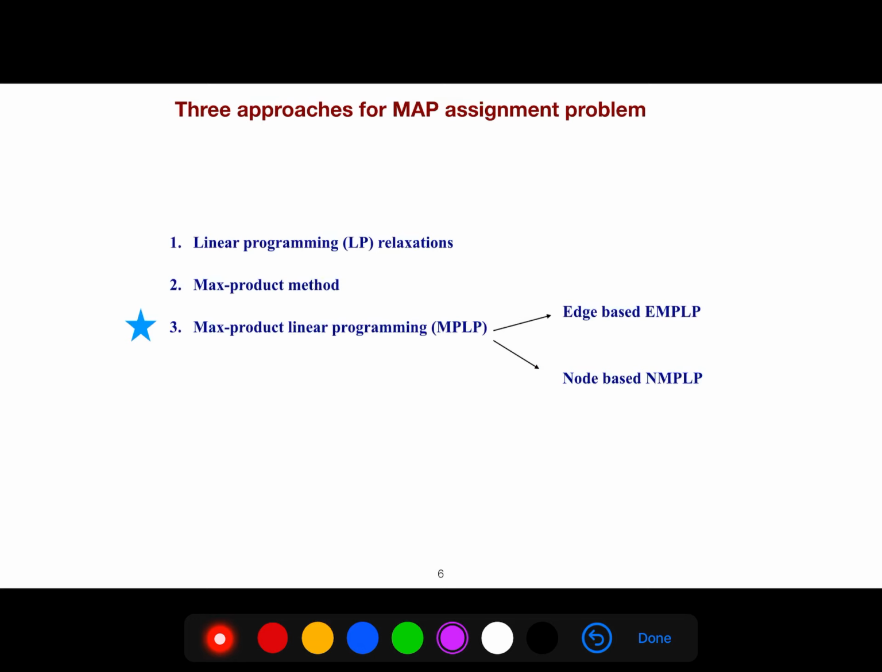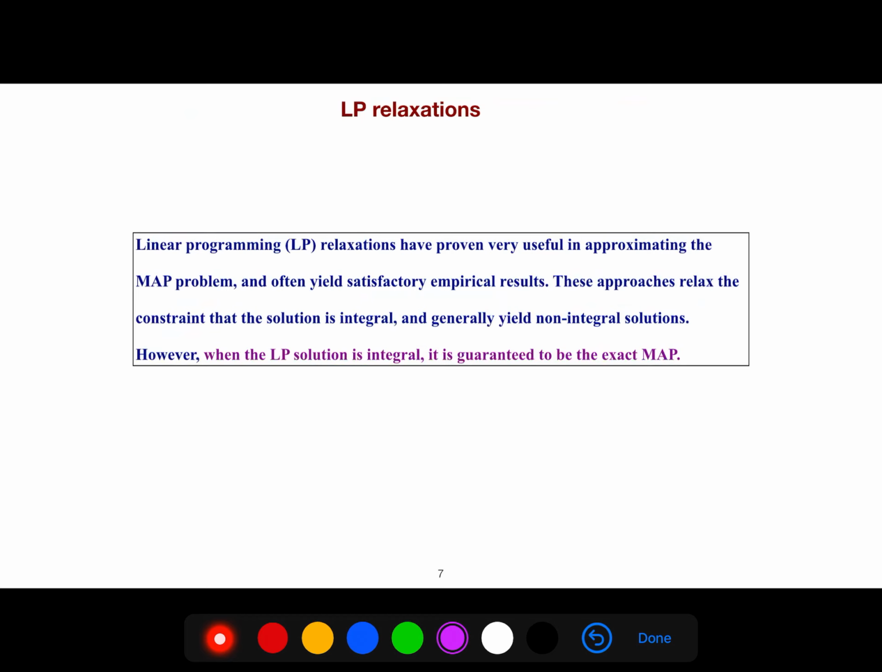And so there are three approaches to MAP assignment. You either use LP relaxation or max product, or in this paper, it's a combination of both max product and LP relaxation. And we work on that as both edge and node. We consider both of them. You know, LP relaxations have proven very useful in approximating the MAP problem. These approaches relax the constraint. So when the LP solution is integral, it is guaranteed to be the exact MAP.